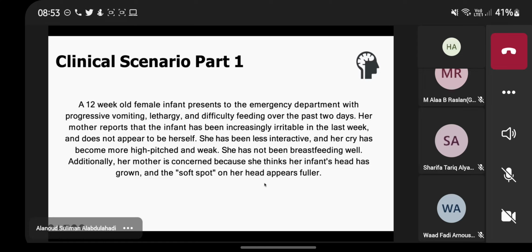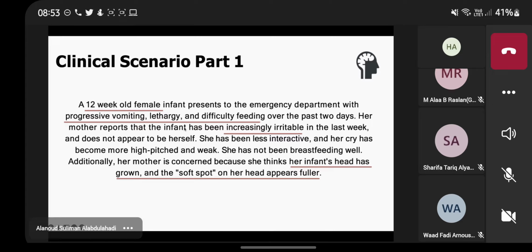A clinical scenario part 1. A 12-week old female infant present to the emergency department with progressive vomiting, lethargy, and difficulty feeding over the past 2 days. Her mother reports that the infant has been increasingly irritable in the last week and does not appear to be herself. She has been less interactive and her cry has become more high-pitched and weak. She hasn't been breastfeeding well. Additionally, her mother is concerned because she thinks her infant head has grown and the soft spot on her head appears fuller. Okay, thank you so much, Osama.